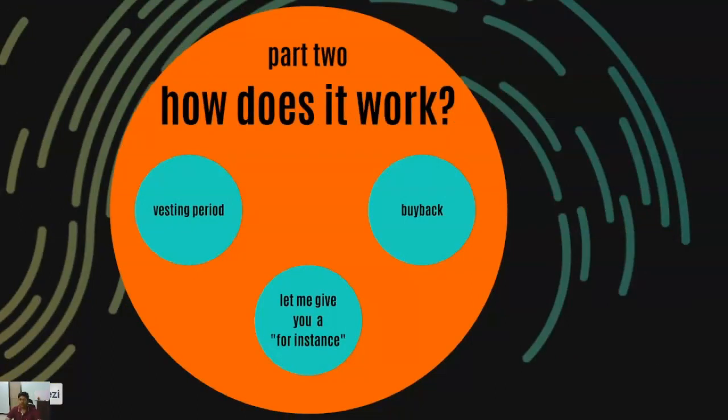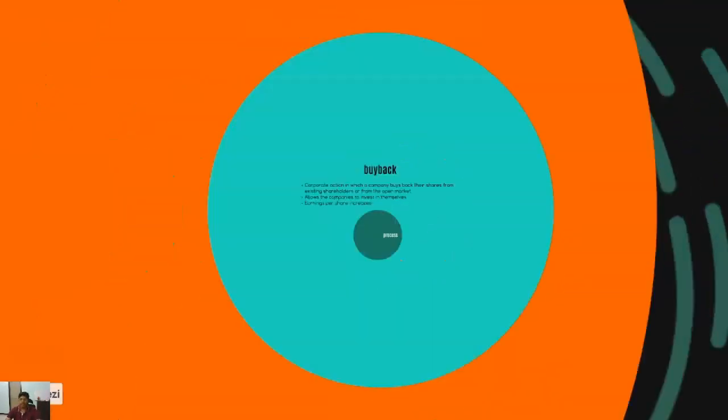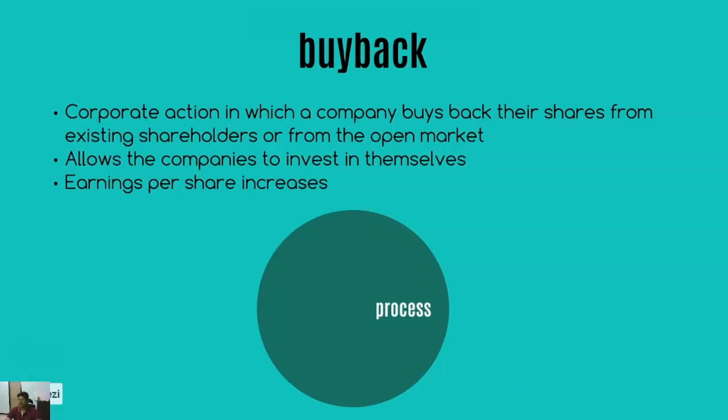So when it comes to the main topic, the buyback, what exactly is this buyback? It is a corporate action in which a company buys back its shares from existing shareholders or from the open market. So basically, once you give the employees or the open market their shares, and these small startups start doing better in the share market, they tend to buy back the shares that they had given.